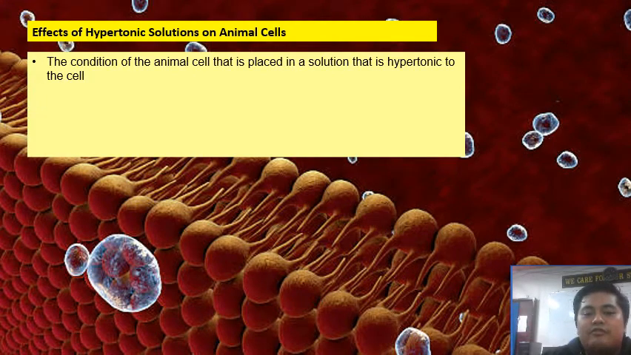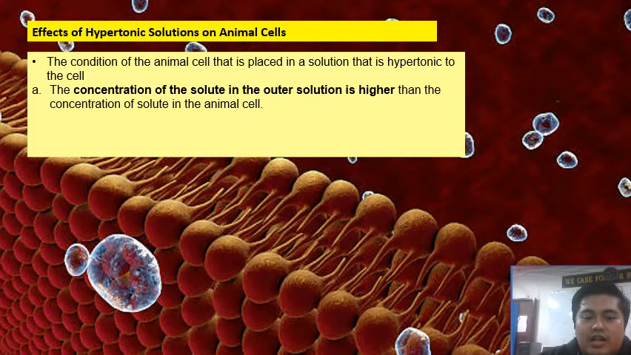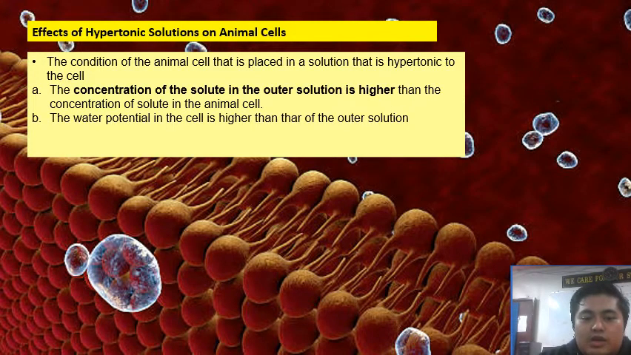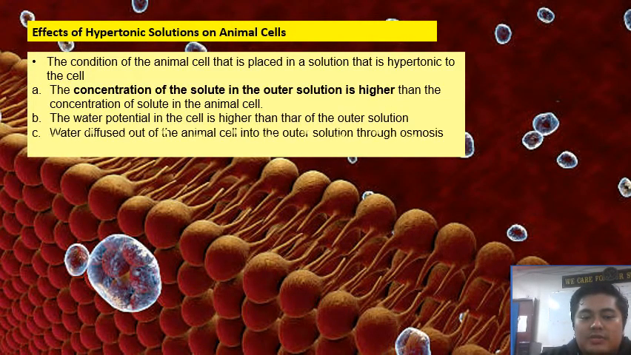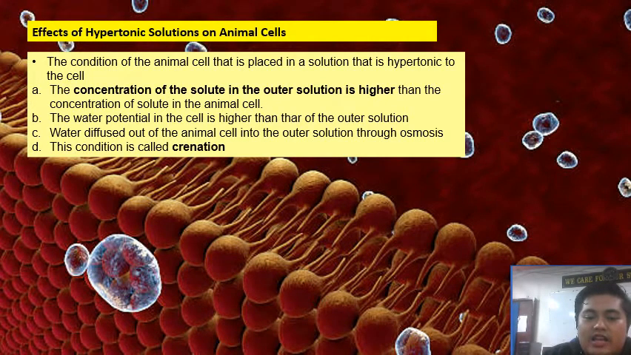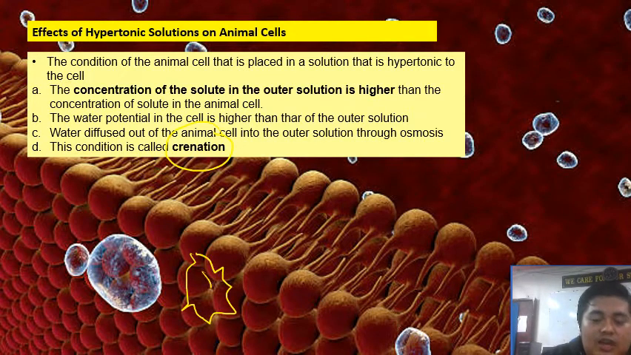So, the condition tadi untuk plant cell, sekarang kita tengok animal cell pula. Untuk animal cell, sama je keadaan dia. Cuma, untuk animal cell, air yang keluar tu akan menyebabkan satu keadaan yang kita panggil sebagai crenation, ataupun krenasi bahasa Melayu dia. So, apa itu krenasi? Bila air keluar daripada dalam sel, dia akan menyebabkan sel tu mengecut. So, bila sel tu mengecut, dia akan hilang bentuk dia.